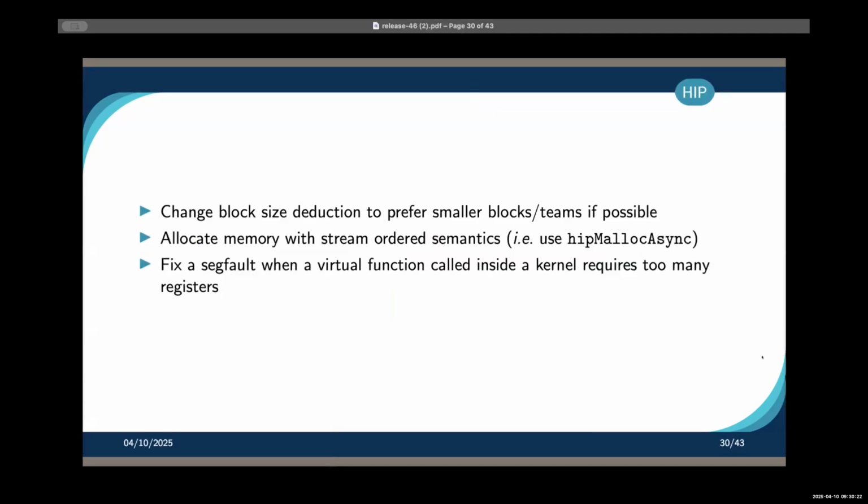Then for the HIP backend, we changed the block size deduction to prefer smaller block sizes if possible. Then we allocate memory with stream order semantics. For example, we use hipMallocAsync in this backend. And we also fixed the seg fault when a virtual function called inside a kernel requires too many registers. So this is fixed now and should work.